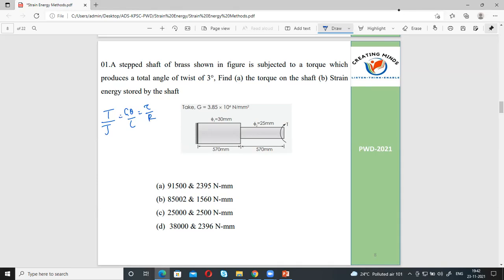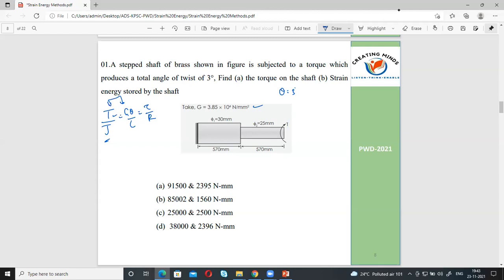See, you just observe here. Theta is given, 3 degrees, right? Angle of twist. Any other details given? G is also given. L, the total length, is also given. So J, what is J? If you use this equation, you are getting torque.